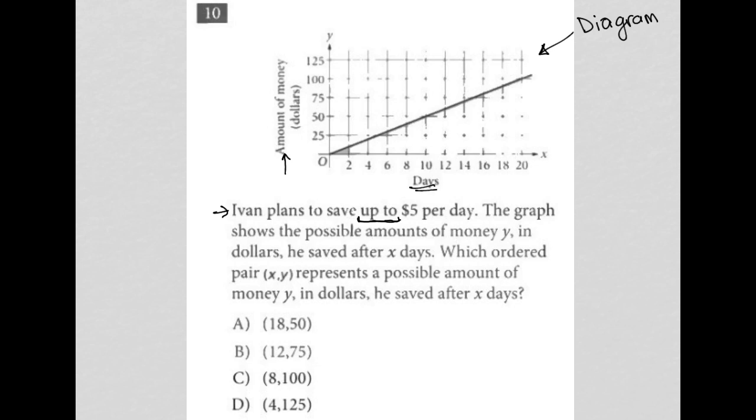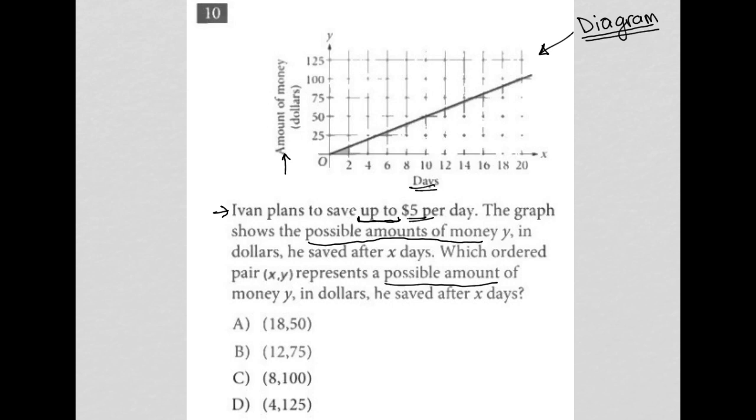The next sentence here says the graph shows the possible amounts, so that's also important. The possible amounts of money, Y, in dollars, he saved after X days. Which ordered pair, (X, Y), represents a possible amount of money, Y, in dollars he saved after X days? So he's only saving up to $5 per day. I'll do it the diagram way, and then I'm going to show you another way to do it as well.